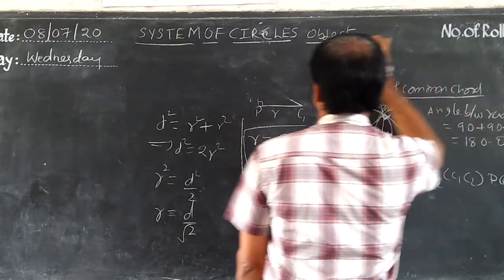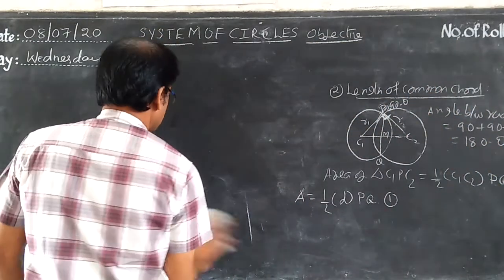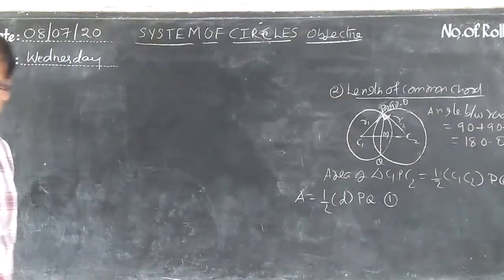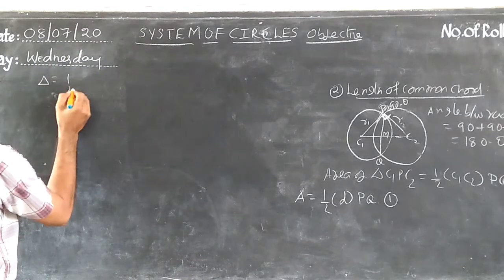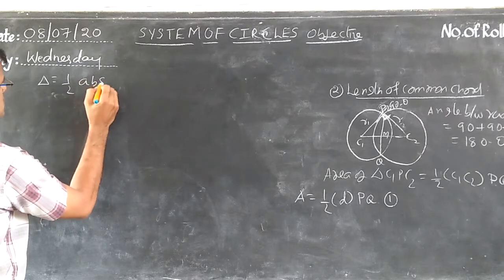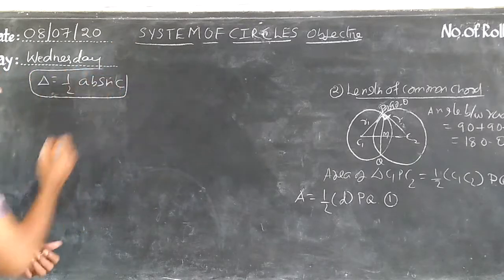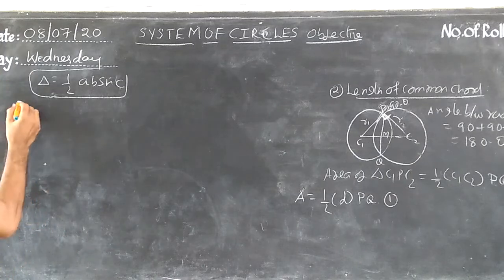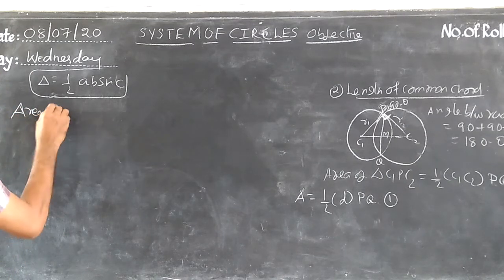To calculate the length of the chord, take the area in another model also. Use the concept delta is equal to 1 by 2 AB sin C, or 1 by 2 BC sin A, CA sin B, like that. So you can write the area using this triangle.